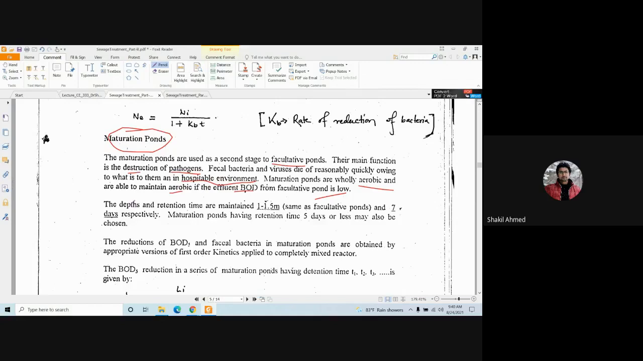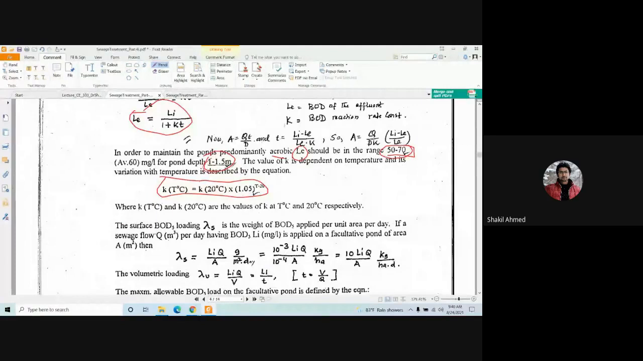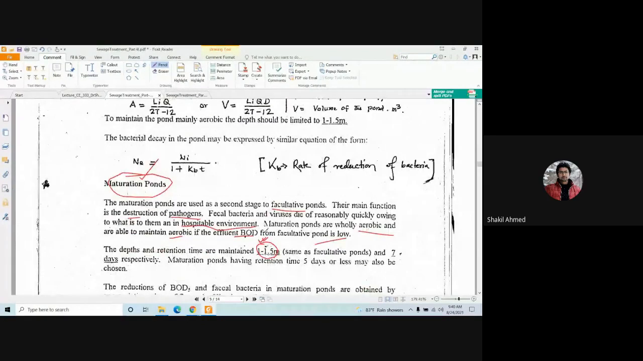The depth and the retention time are maintained also. Similar to the facultative pond we saw, the depth is 1 to 1.5 meter. In the maturation pond, we also try to maintain this depth. And we try to maintain a retention time of 7 days. Maturation ponds having a retention time of 5 days or less may also be chosen.